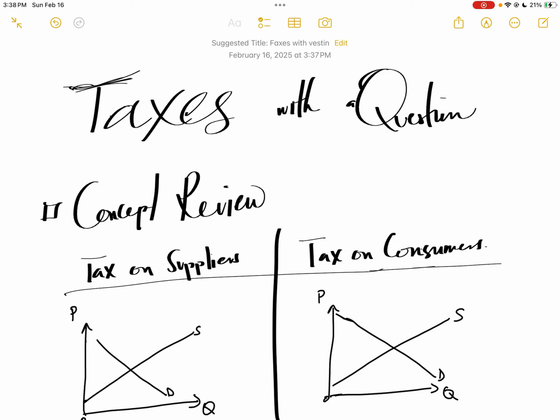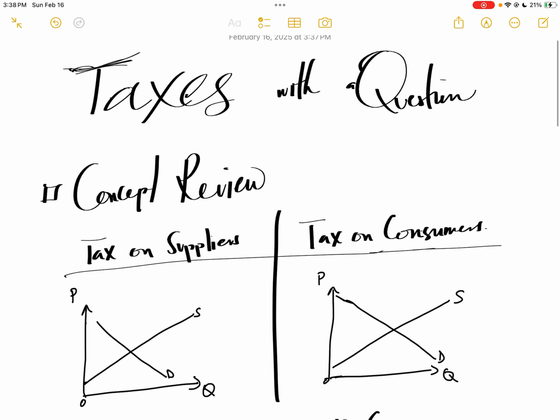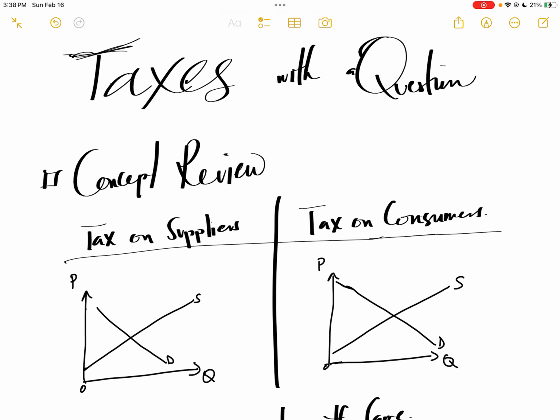This is just a unique one because there is a question with a table, and we're going to use the content of the table to graph or to do the graph and answer the question. So I'll walk you through that. But before we go into anything else, let's look at the concept review for taxes.